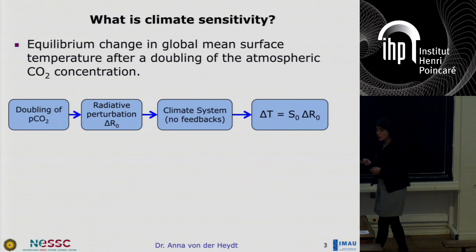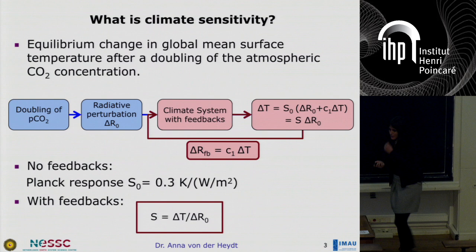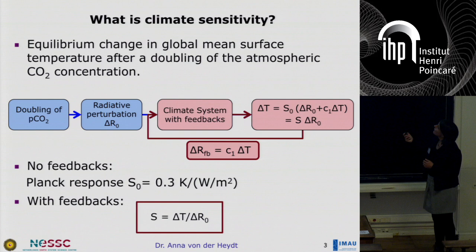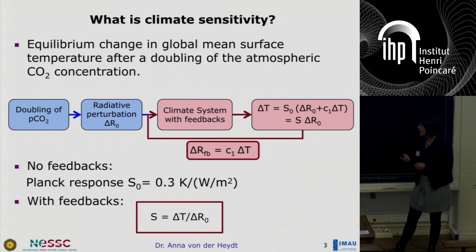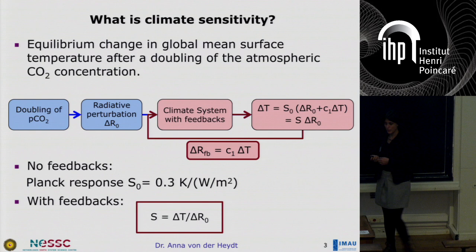But of course, we also know that the climate system has feedbacks. So in reality, this is a bit more complicated, because an initial radiative perturbation can induce an extra one through different feedbacks, such that eventually the response you see is larger than the simple Planck response. And it's that quantity that we want to determine. It's the S, and it's not just the Planck response, which we actually know quite well.